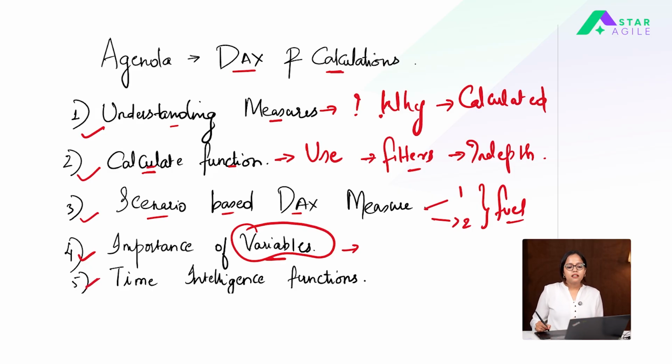And lastly, we'll be learning some of the most important time intelligence functions, like MTD, YTD, and QTD, which stand for month to date, year to date, and quarter to date. Based on that, you'll also be deriving the percentage of MoM growth, which is your month on month growth, and then year on year growth and also quarter on quarter growth. So we'll be learning a lot of this.